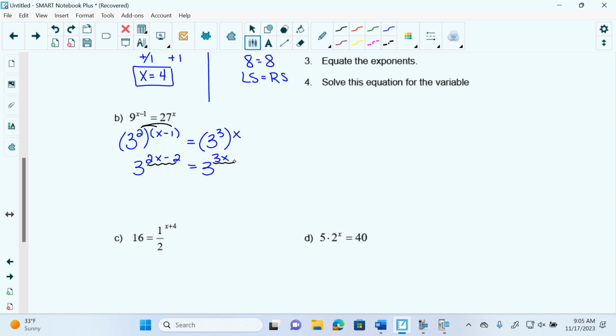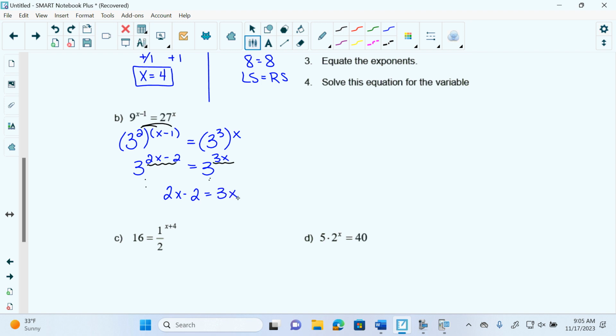Do you understand what I'm saying when I say that? Like if I had smiley face to something equals smiley face to something, then the somethings have to be equal if that's a true equation. If you have an equal sign between them and that's true. So after I make the base the same in this one, and there's only one base on either side, then I can set the exponents equal. So I get 2x minus 2 equals 3x.